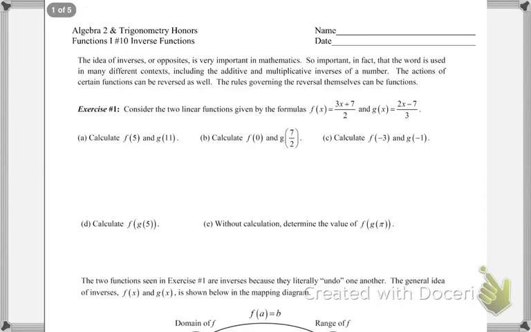This is Functions number 1, packet number 10, inverse functions. So we're going to use store to evaluate our function f and our function g.